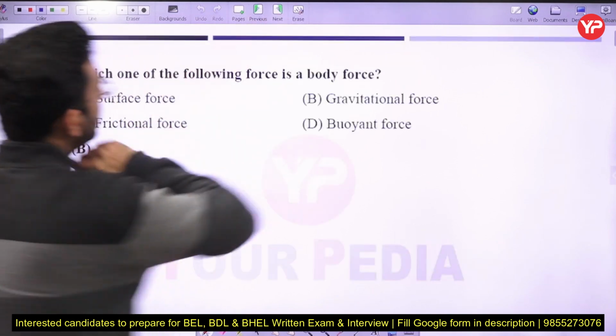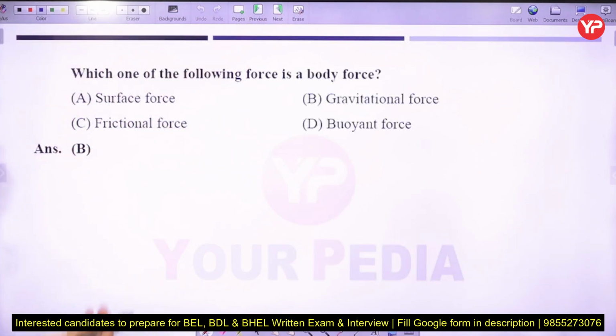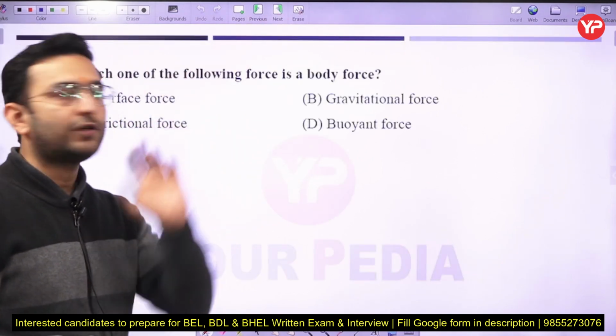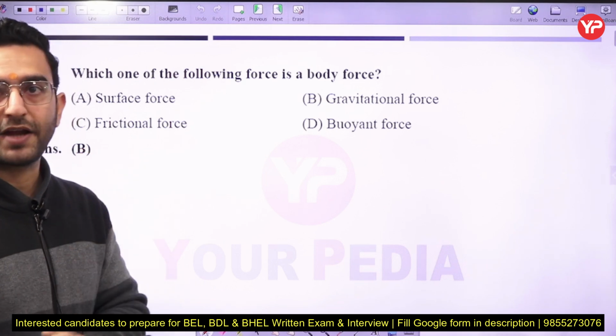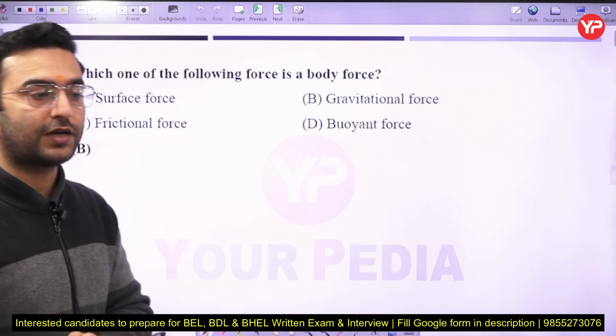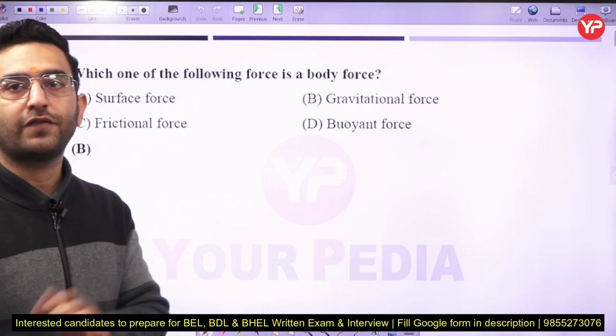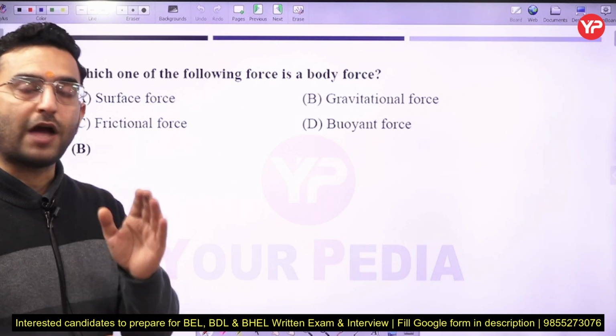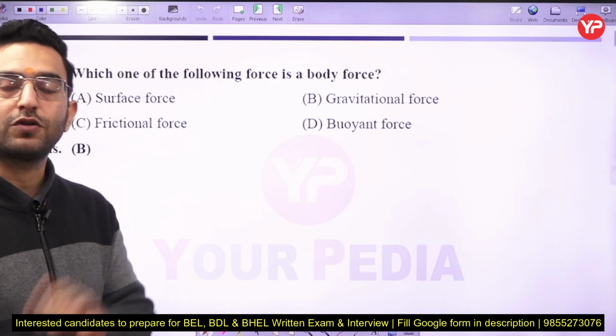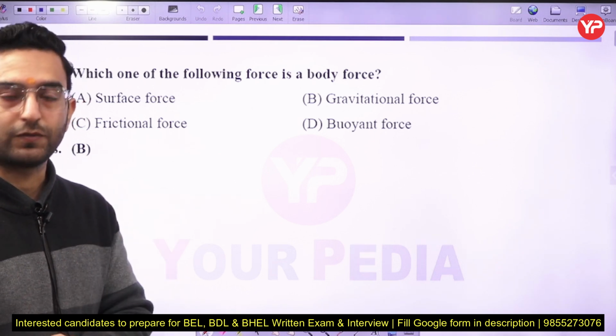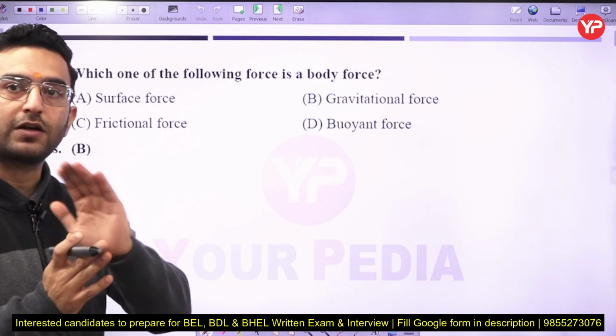The next part question is, which one of the following forces is a body force? So you already know that whenever you are doing the analysis in fluid mechanics, whenever you are studying the fluid dynamics part, we have different equations of motion. We have the Euler equation of motion, then we have the Reynolds equation of motion, then we have the Navier-Stokes equation of motion. Okay, in all the cases we are considering some forces here.